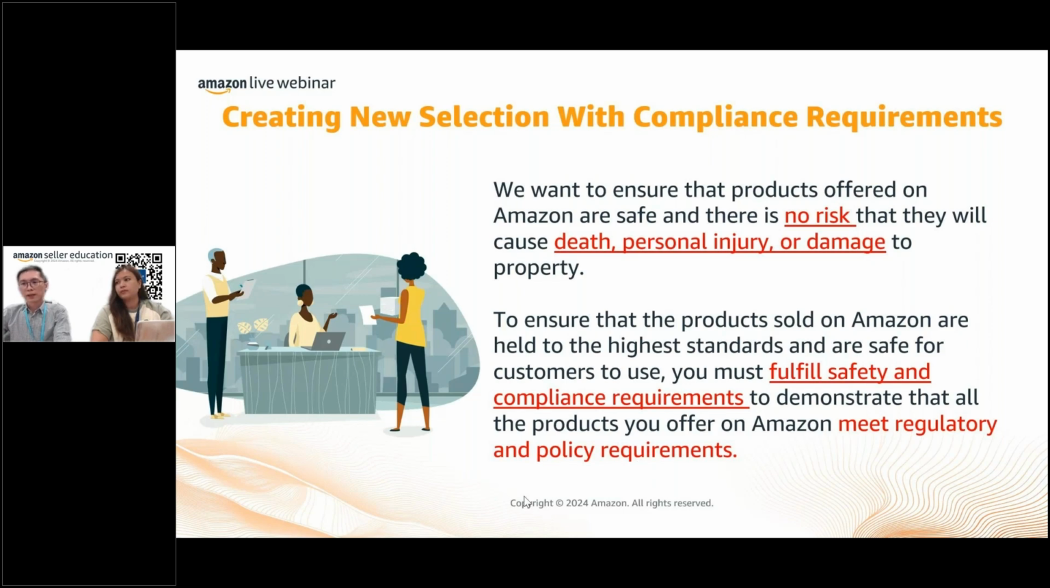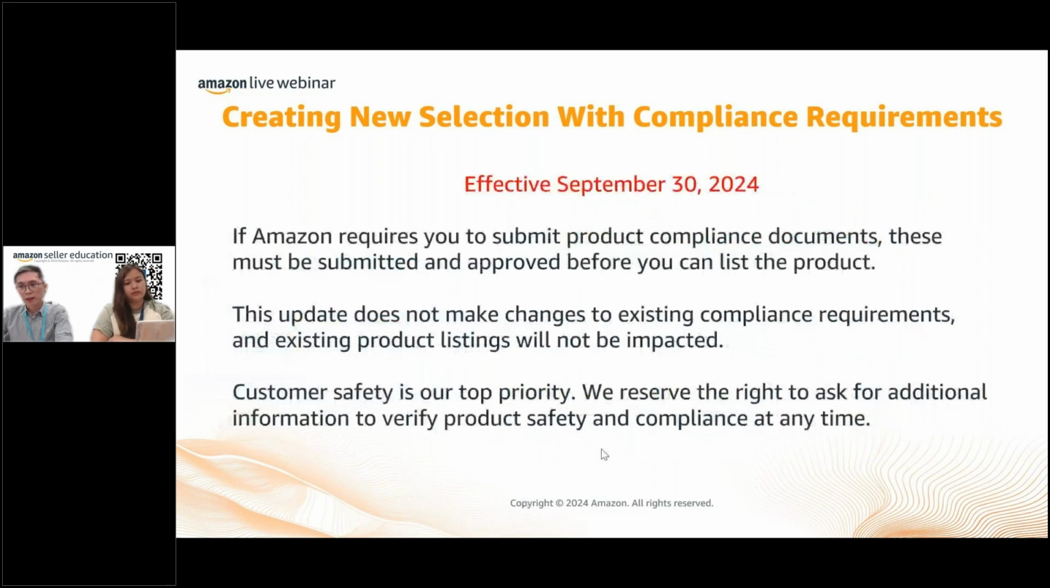What this means effectively, on the 30th of September, I think it's already rolled out, is that if the listing you list on Amazon is required to submit product compliance documents, this document has to be submitted and approved before the product can go live, meaning that people can start to see or actually buy your products, before you can list it successfully. Otherwise it will be suppressed.